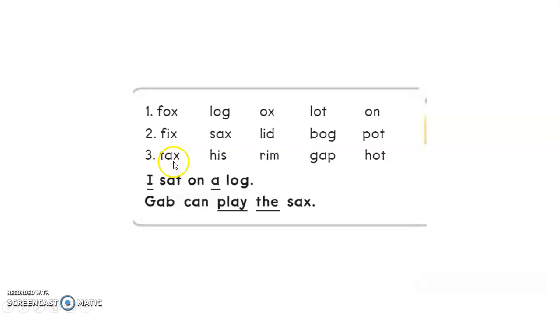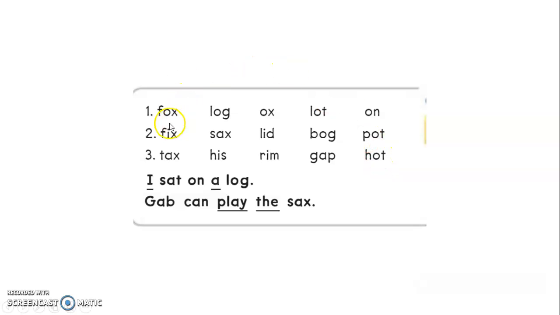Row 3. Ax, tax. Is, his. Rim, rim. Gap, gap. Hot, hot. Now let's read these the fast way.